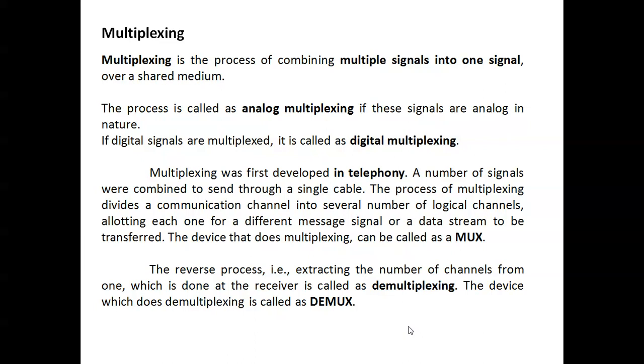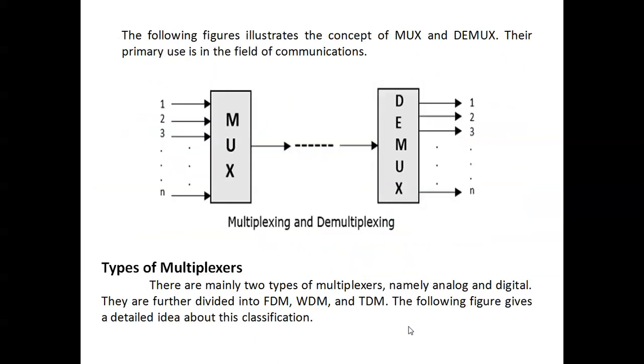The device that does multiplexing is called a mux. The reverse process, extracting the number of channels from the one received signal, is demultiplexing. The device that does demultiplexing is called a demux. So multiplexing is many to one, and one to many is demultiplexing.